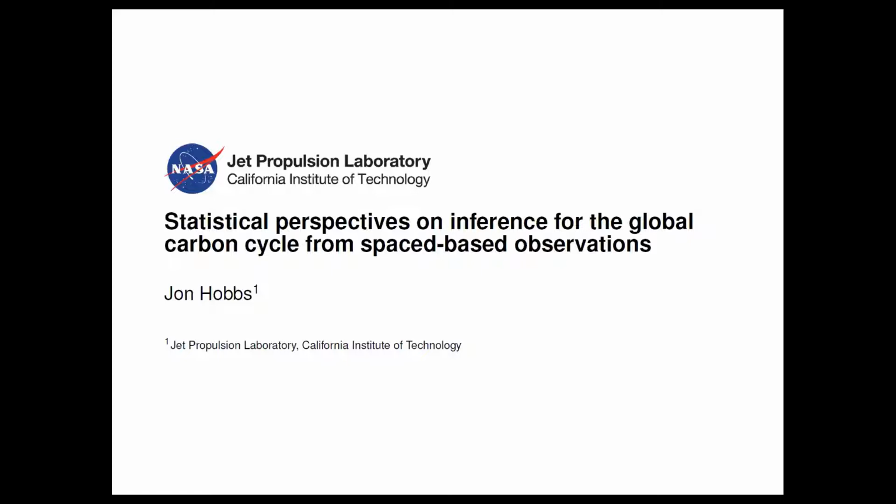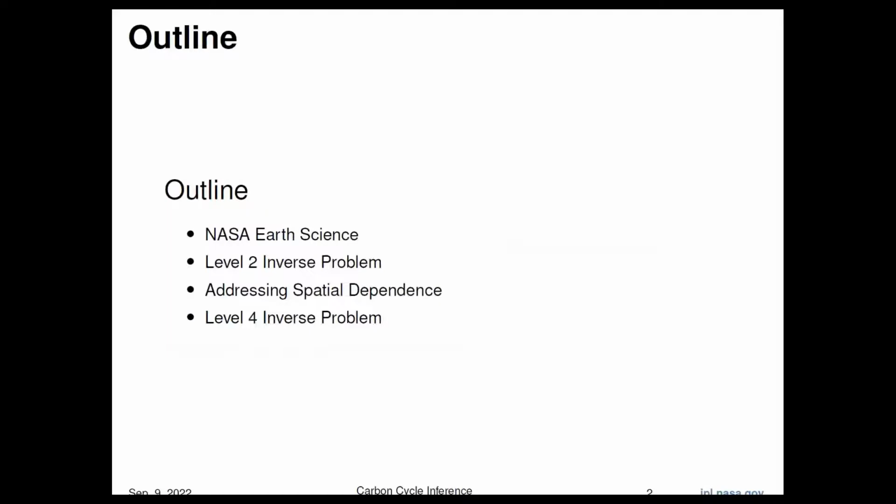So I'll talk about statistical perspectives on inference for the global carbon cycle from space-based observations. I'm going to cover a few different activities that we've done in this area through the course of the talk, and in the process talk about some of the data products that are related to this work. A lot of our charge from NASA at JPL is to produce data products for public use and use in science and applications, and so a lot of this methodological work is motivated by those objectives.